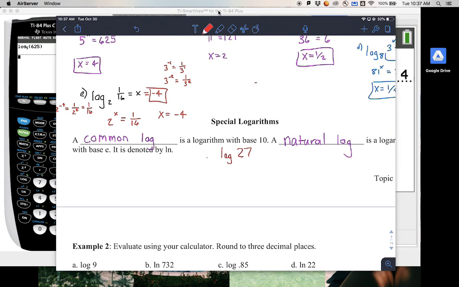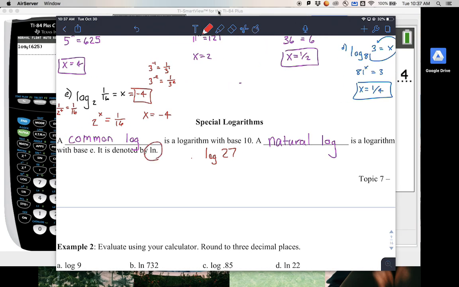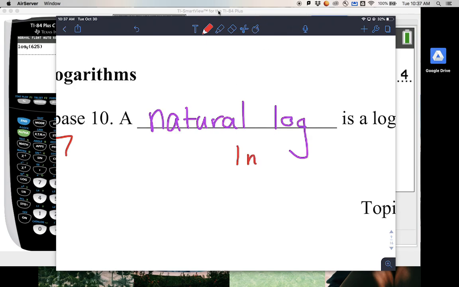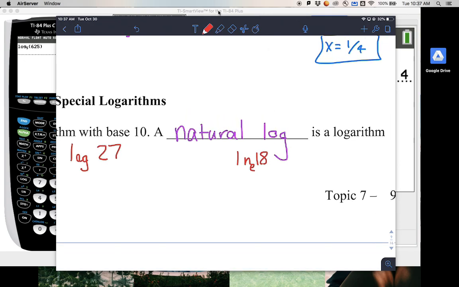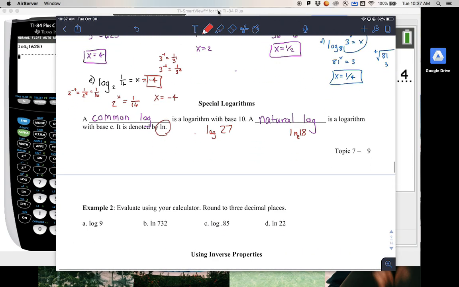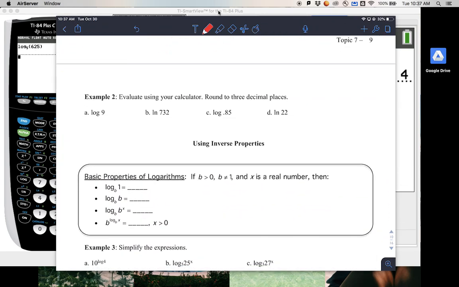And then you guys also have natural log, and natural log is when the base is e, and we usually use ln for natural log. I'm not sure why it's not nl instead of ln, but I guess that's what they decided. So if you had something like ln of 18 or something like that, it would look like this, and then there'd be an implied base of e. That'll be significant, especially a little bit later on.